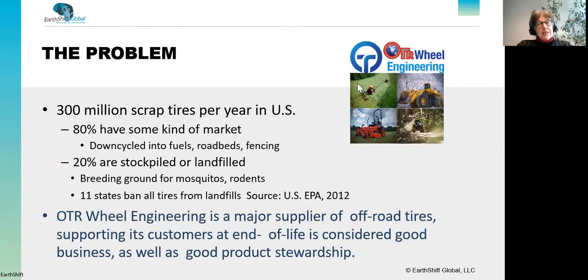OTR Wheel sells off-road tires and wheels, and their clients were asking them, how do we handle these at end of life? They're a real problem for us. And tires in general are a real problem for folks. We've got 300 million scrap tires per year just in the US. While there's some kind of a market for them, they're downcycled, and then a lot of them are either stockpiled or landfilled. And those big pieces are a big problem.